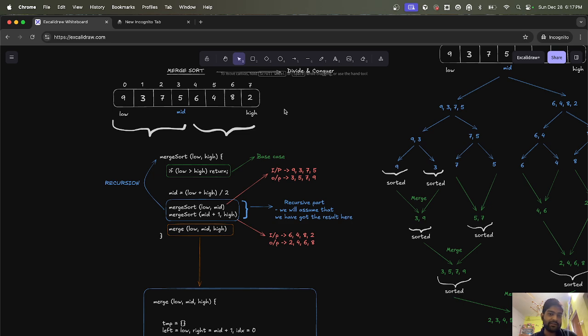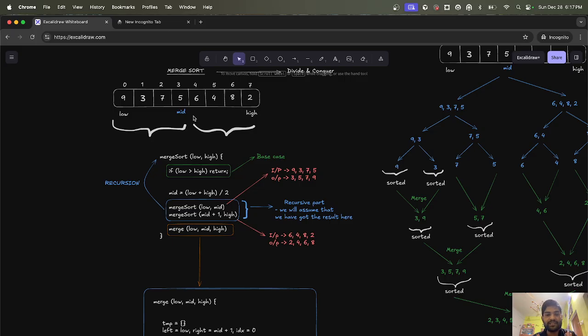I will assume that my first subproblem is this array, 9375, and the second subproblem is 6482. I will assume that I'm calling merge sort on this first array, 9375, and it is getting sorted. I'm assuming that. I will let recursion handle the sorting of the first subpart. I will not do anything. I will just assume that this is sorting it.